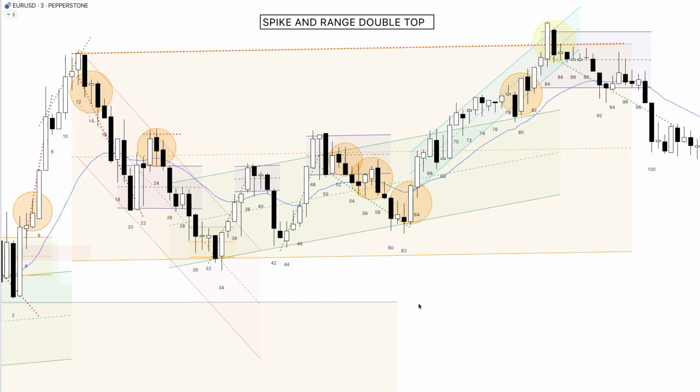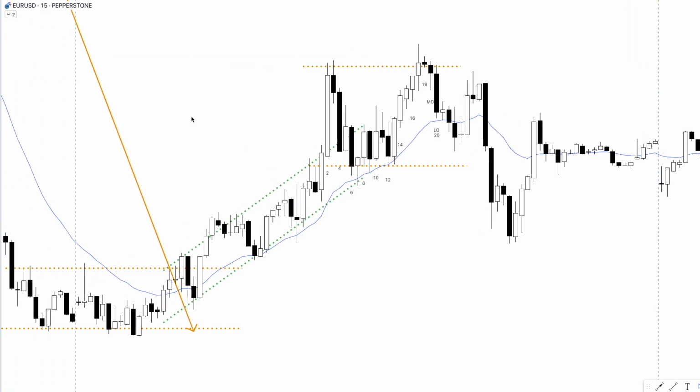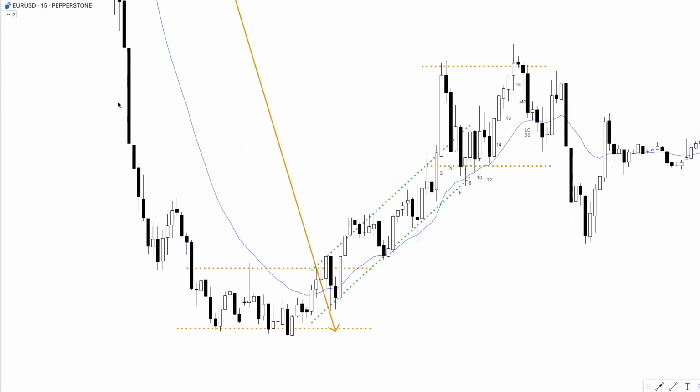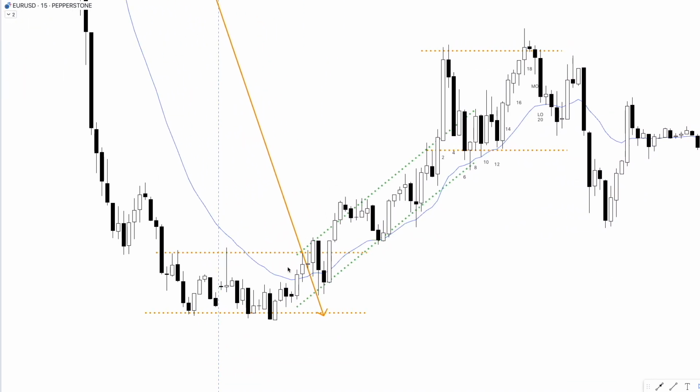Hello, this is the price action for yesterday, the EURUSD 3-minute chart. We had a spike, which formed a range and a double top. Let's go up to the 15-minute chart to see how this formed. So on Friday, of course, we did eventually create that big measured leg down in the US session.